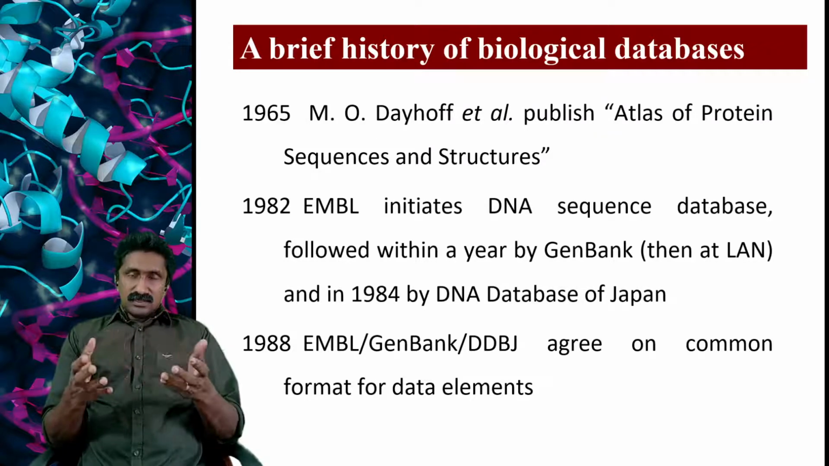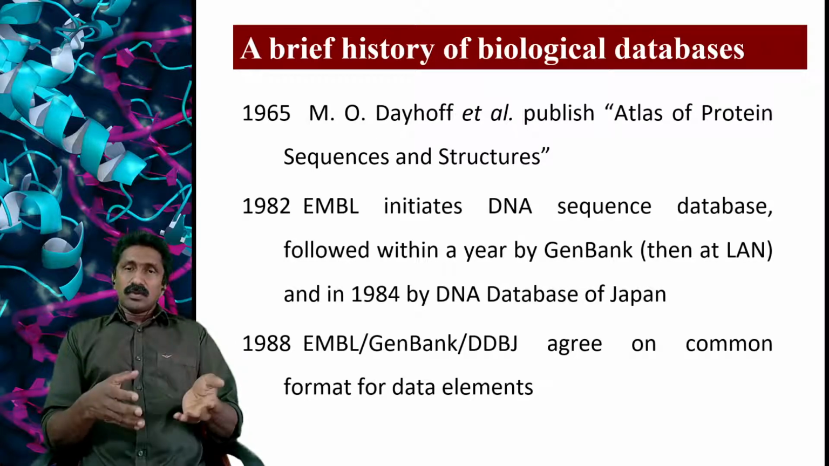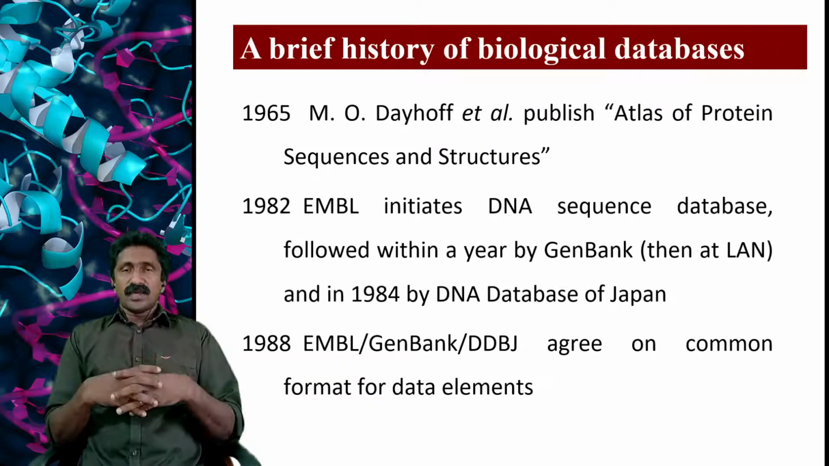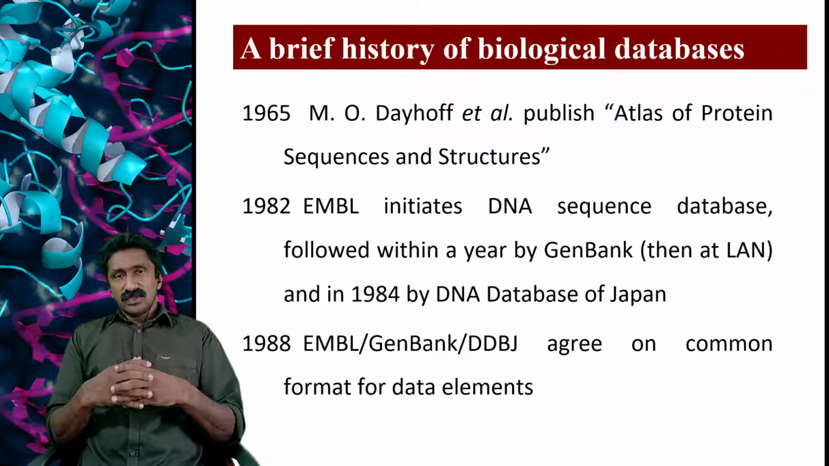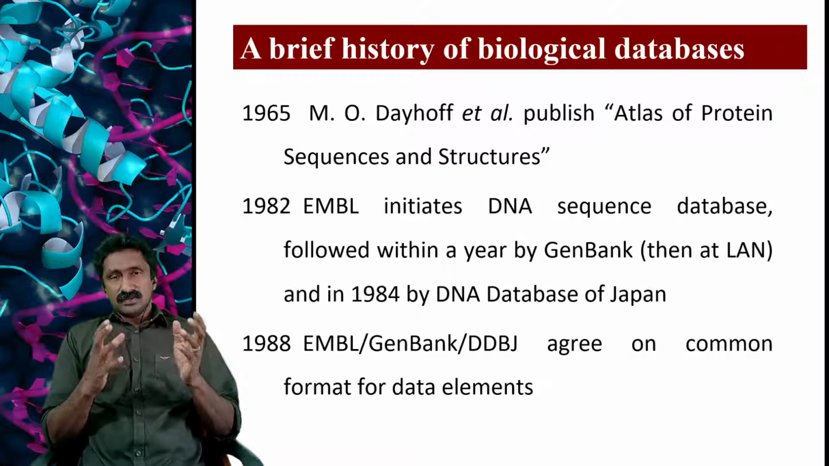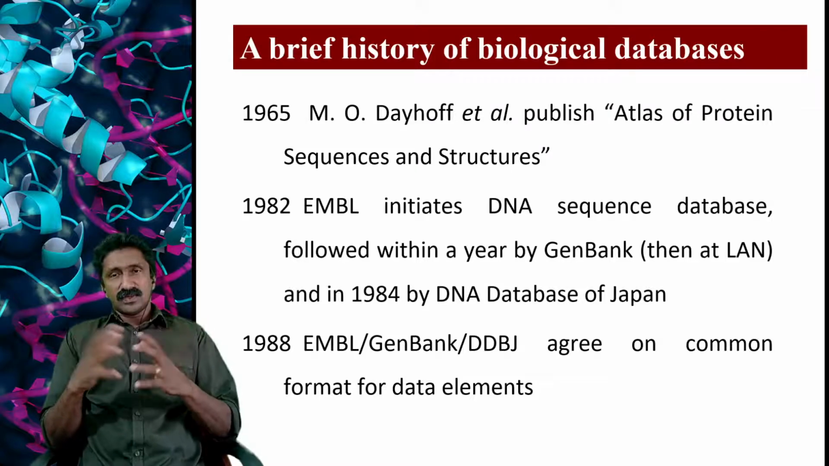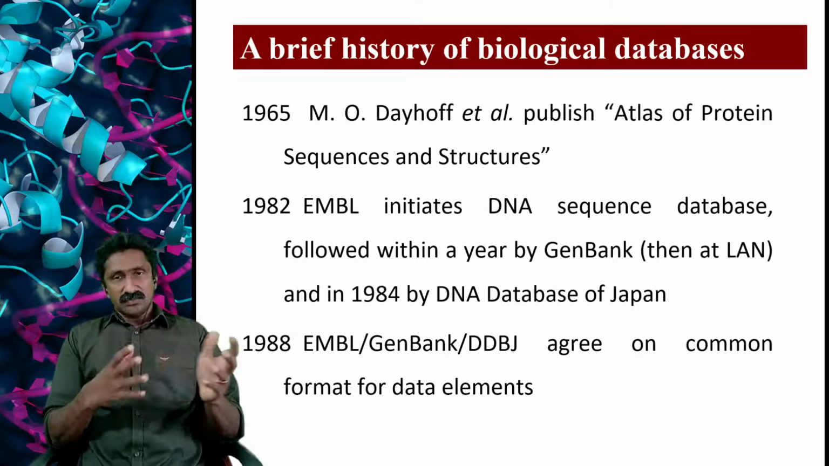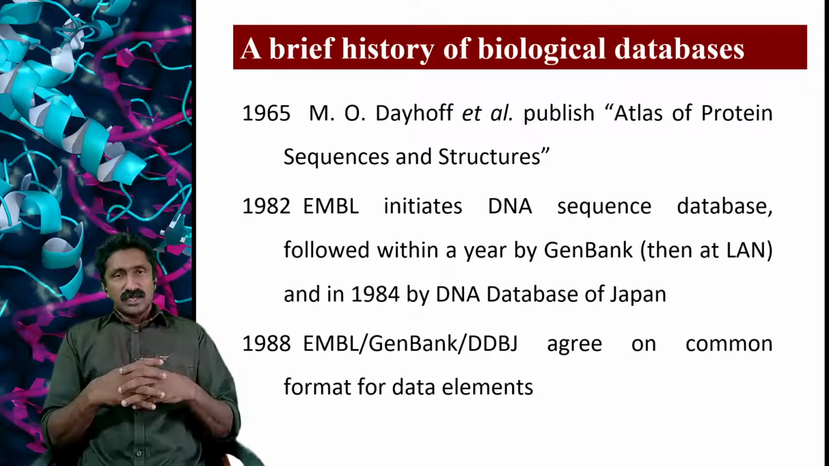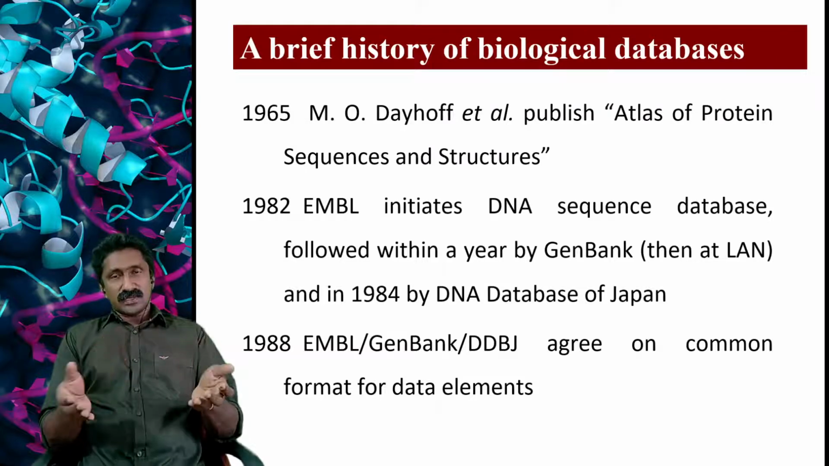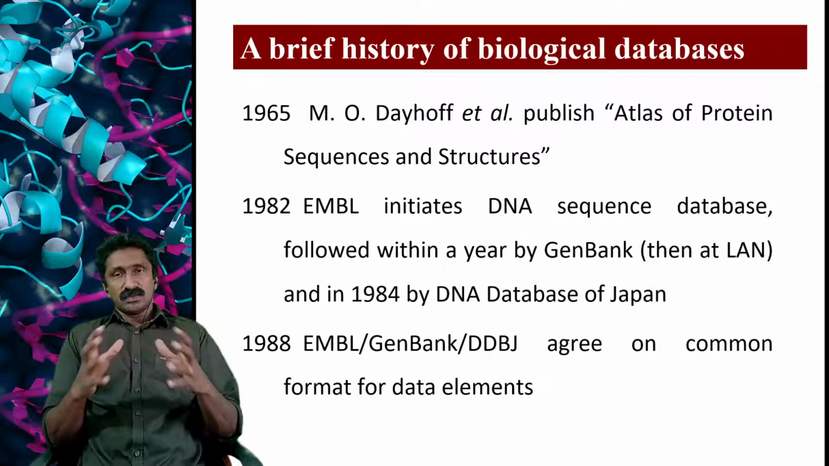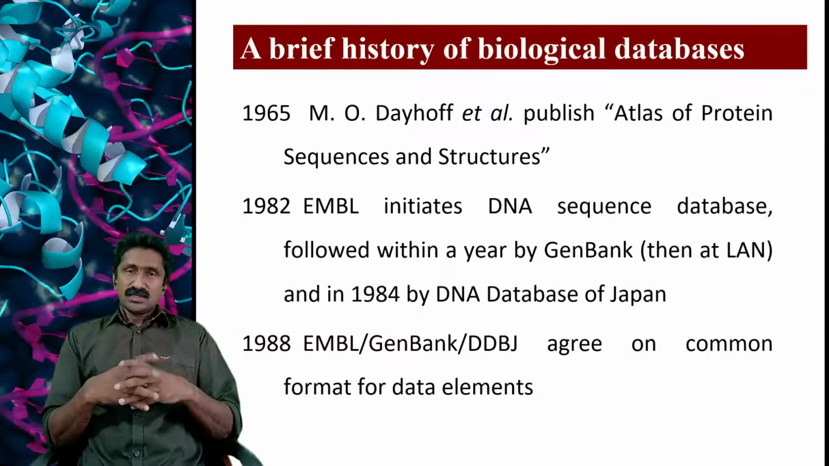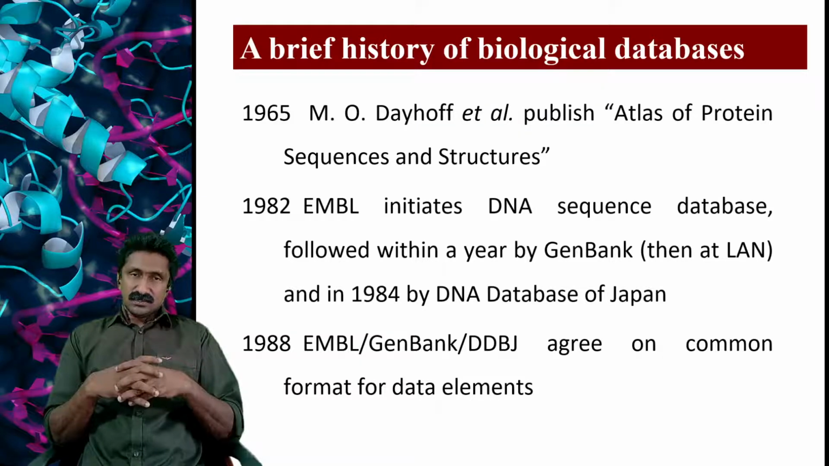And I told you a database can be a book or catalog. Everything can be considered as a form of data or a database. Okay. So this 1965 version of the Atlas of Protein Sequence and Structures was not in digital format, but in a published book format. That can be considered as the first effort to catalog or consolidate all the biological information related to protein sequences and structures. So it is considered as the first biological database.